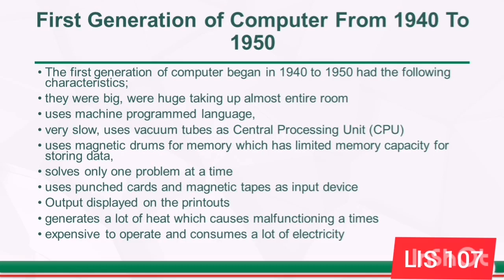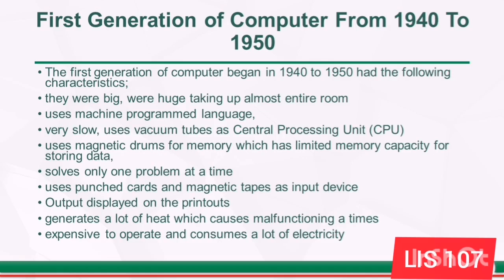The time of this generation, it was a time of 1940s to 1950s. In those years, computers were big, they were huge, they were taking almost an entire room, they were slow, they used vacuum tubes as their central processing unit. They can solve only one problem at a time. And when the outputs are being displayed, it's usually printed out. Another thing is that it generates a lot of heat, and it used to be very expensive in those days. That was in the 1940s to the 1950s.